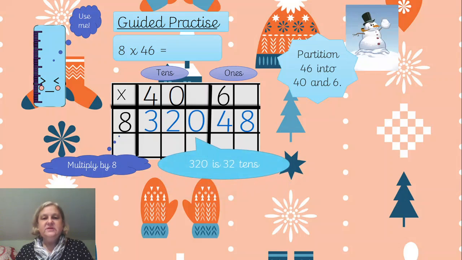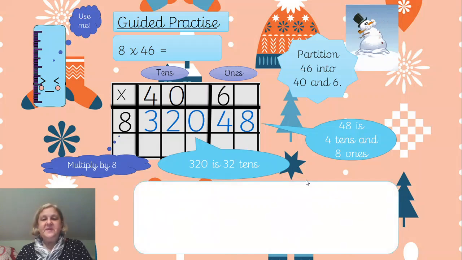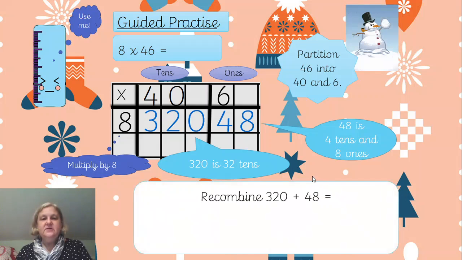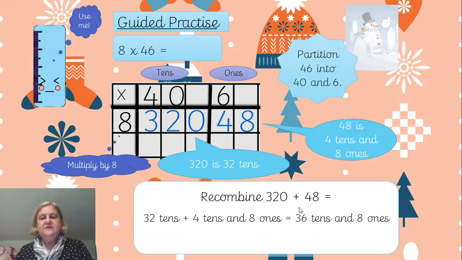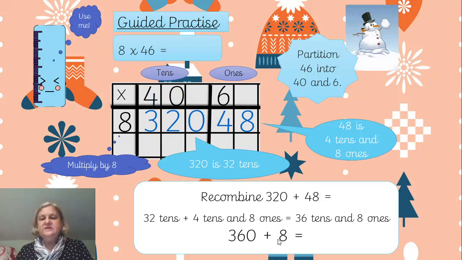So 320 is 32 tens. And what's 48? That would be, yep, 4 tens and 8 ones. And we're going to recombine 320 and 48, which would be 32 tens and 4 tens and 8 ones. Is 32 add 4 is 36 tens and 8 ones. 360 add 8 is 368.